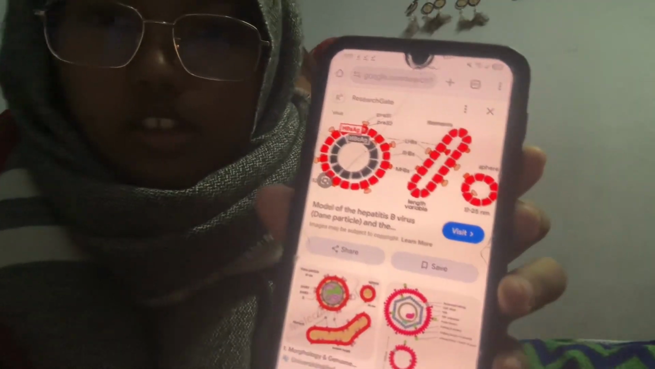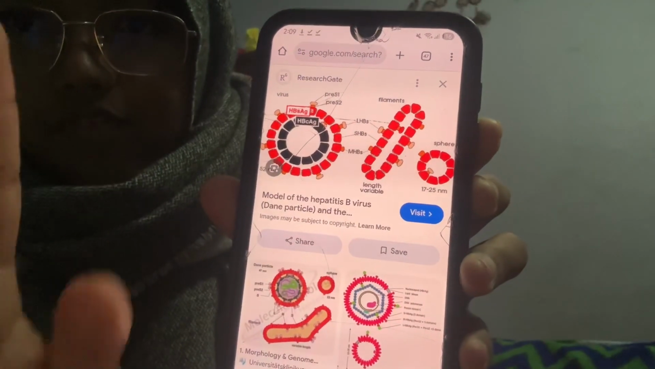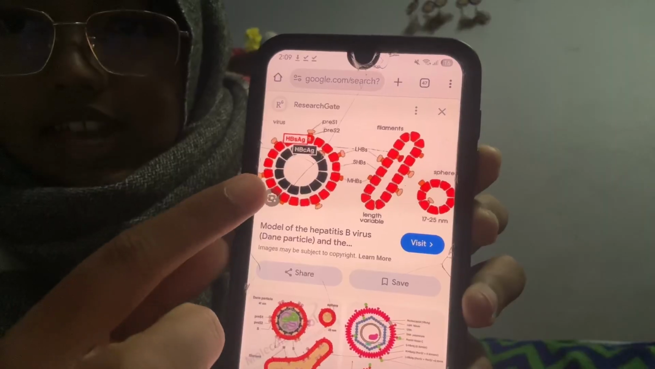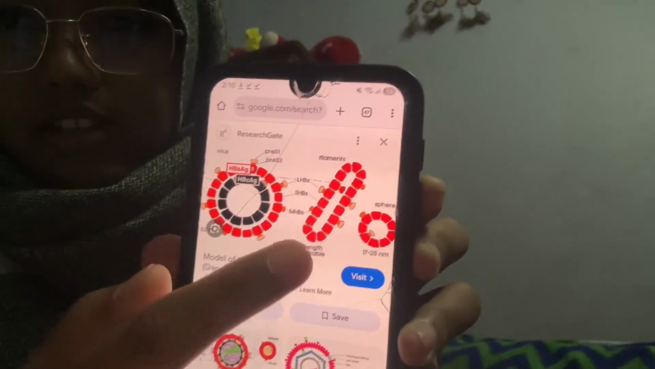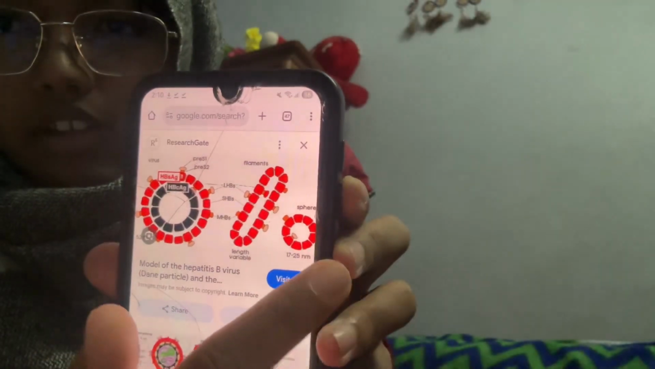Now we will go further into what these look like. You can see on the net that there are different kinds of variations. Ideally, the schematic diagram we presented earlier is the Dane particle, this is the filamentous particle, and this is the spherical particle. That was it for the morphology of the hepatitis virus.